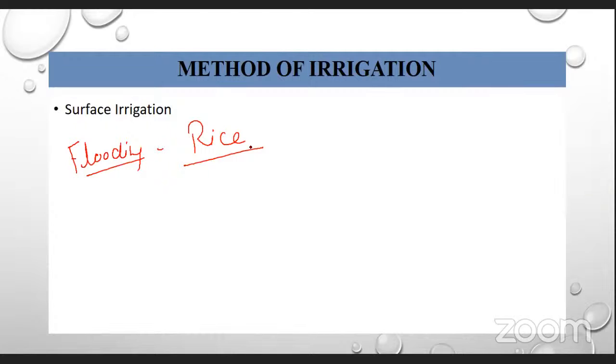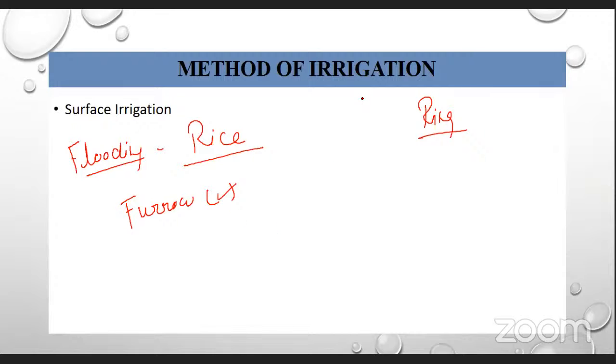Out of the surface methods, which method is used for fruit crops? Ring basin, sir. Which is suitable out of the surface methods for most vegetables? Out of all the surface methods, which is more efficient in terms of water saving? Ridge and furrow, sir. Furrow will be the most appropriate one.